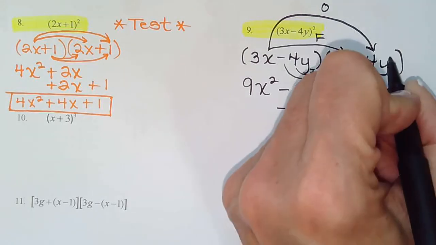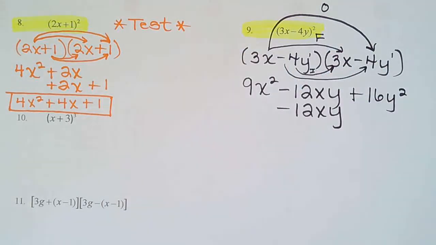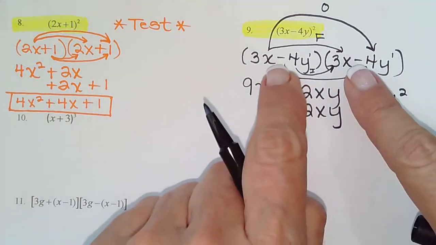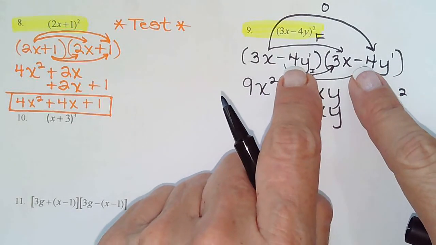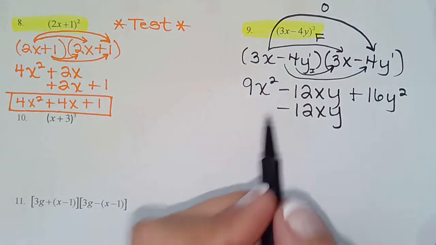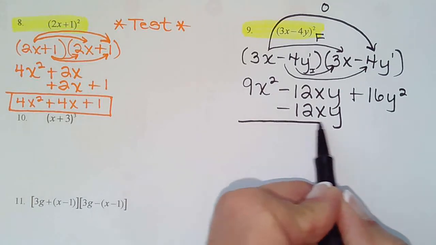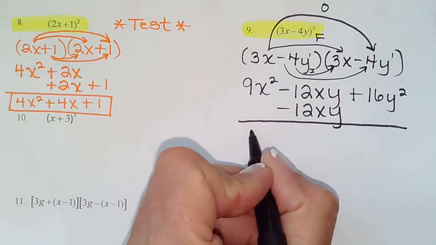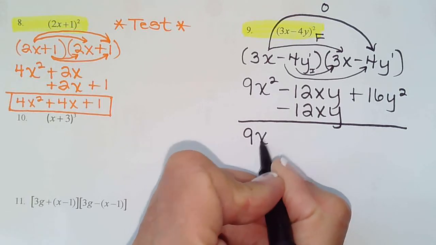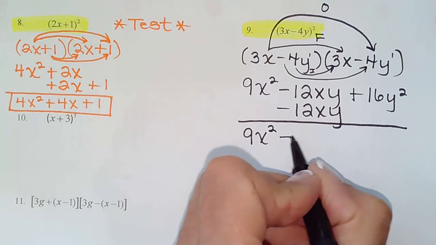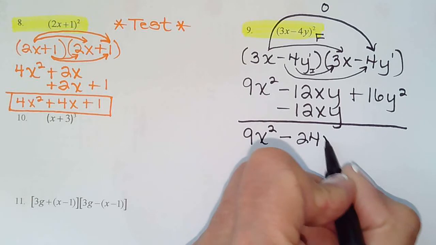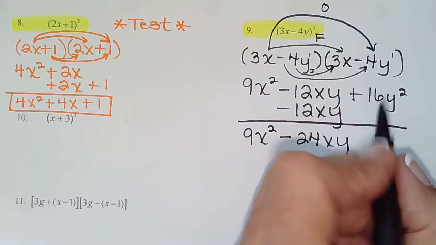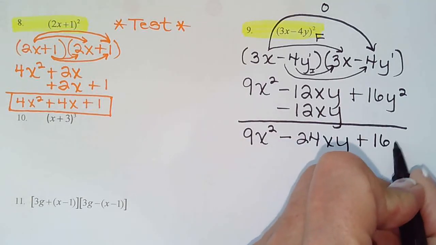Because remember, there's an imaginary one here and an imaginary one there. So positive 16y squared. So then I look at my xy terms in the middle. Do they cancel? No, they only cancel when they're opposites. When the signs are the same, we add and keep the sign. So negative 24xy plus 16y squared.